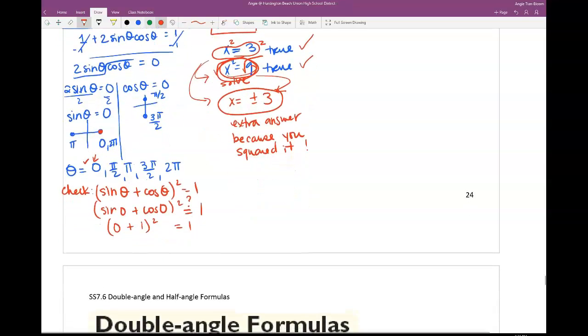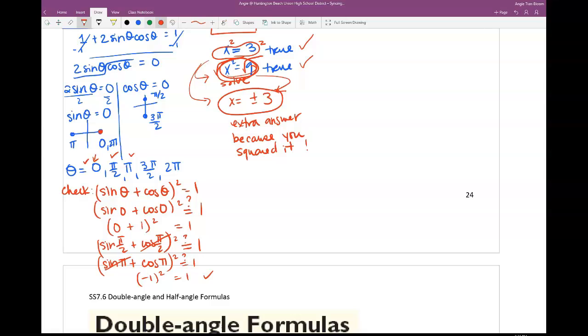How about pi over 2? Sine of pi over 2 plus cosine of pi over 2, everything squared, equals question mark 1. Well, cosine of pi over 2 is 0. Sine of pi over 2 is 1. 1 squared is 1. Check, I can keep that. How about pi? Sine of pi plus cosine of pi, everything squared, equals question mark 1. Well, sine of pi is 0, so that goes away. Cosine of pi is -1. Remember, everything's squared. So check, I can keep that.